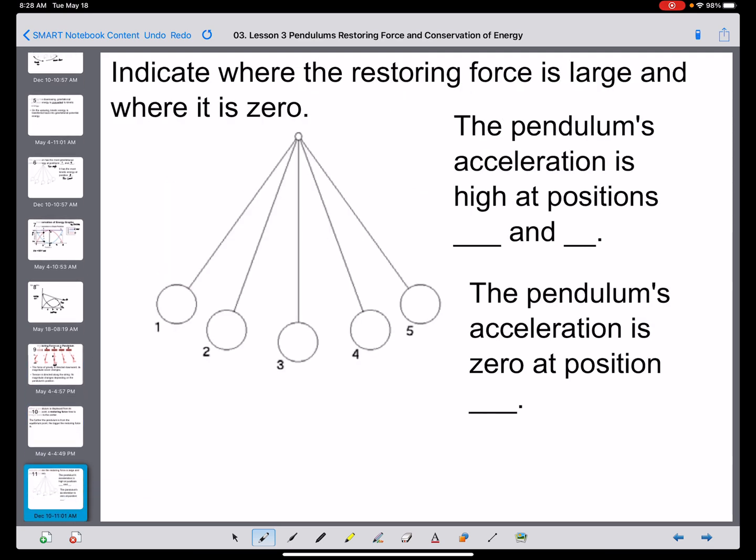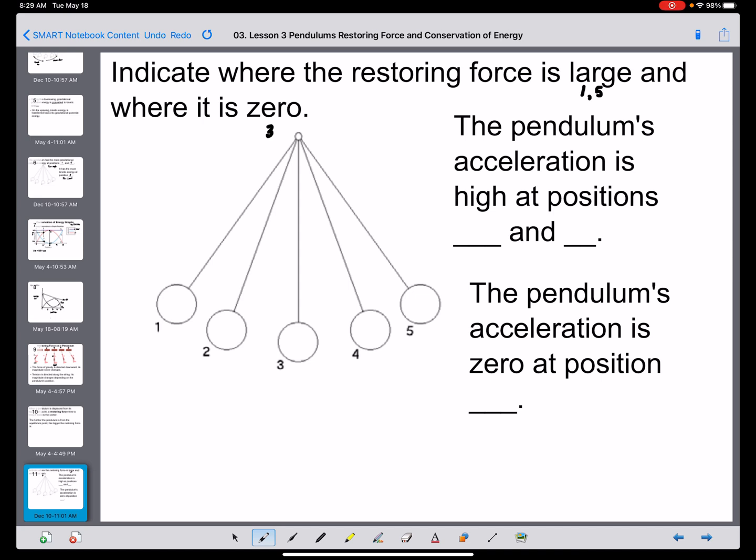So on this diagram here, we're supposed to indicate where the restoring force is large and where it is 0. So the restoring force is large at positions 1 and 5, and it is 0 at position 3.